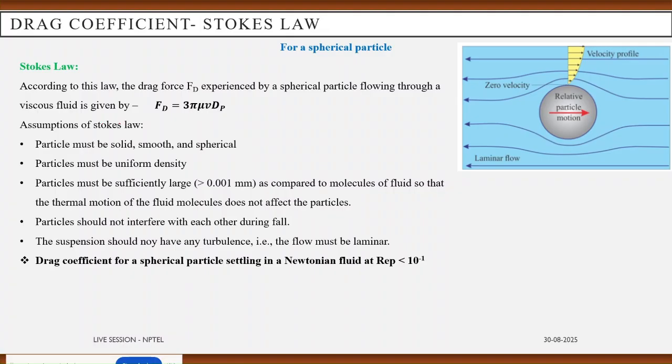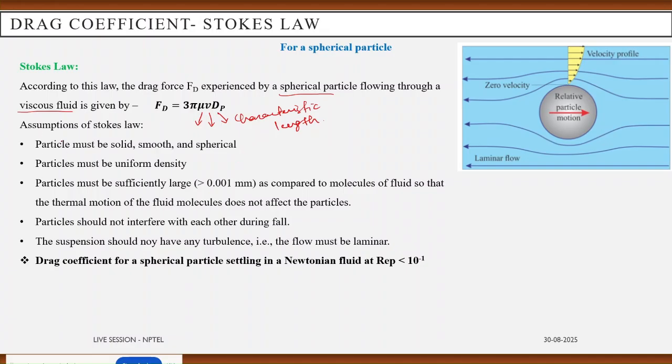According to the law, the drag force Fd experienced by a spherical particle flowing through a viscous fluid is given by 3 pi mu v dp, where mu is the viscosity, v is the velocity, and dp is the characteristic length. And we are considering the sphere, so the characteristic length is the particle diameter.